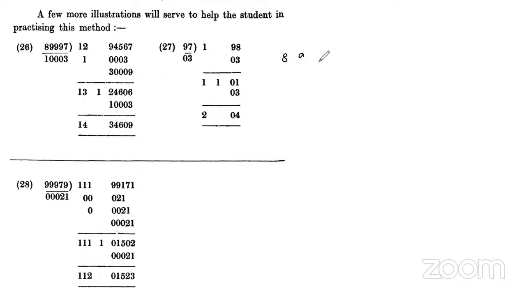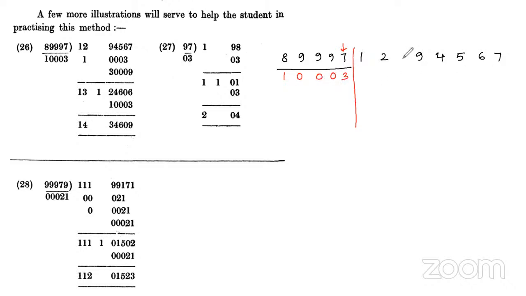Come to this example. 8, 9, 9, 9, 7. This is the divisor. If you write the complement of this number, first number from 10, that is 3. Next from 9, 0. Again, next from 9, 0. Next from 9, 0. Next number from 9. Then it will be 1. That is our modified divisor. And the dividend, sorry, 5, 4, 5, 6, 7.